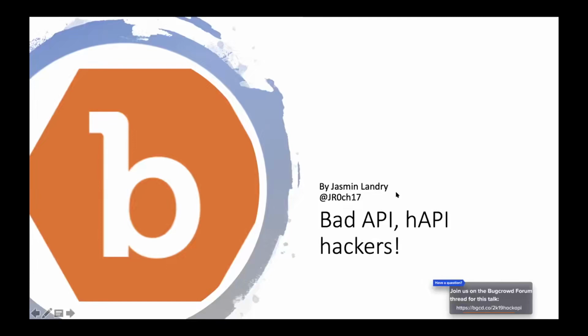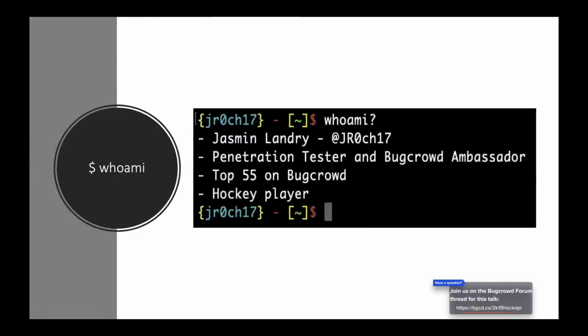So, as Sam said, this talk is about my API methodology, what I called "bad API makes happy hackers." So let's start off with myself. My name is Jasmine Landry, known as jr0ch17 on Twitter, Slack, GitHub, all that stuff. I'm a penetration tester based out of Montreal in Canada, and I've also been named a Bugcrowd ambassador last month. I'm currently ranked 53rd on Bugcrowd, and since I'm from Canada, of course, I play hockey about 2 to 3 times a week. That keeps me sane of all this hacking and bug bounty that I do all week long.